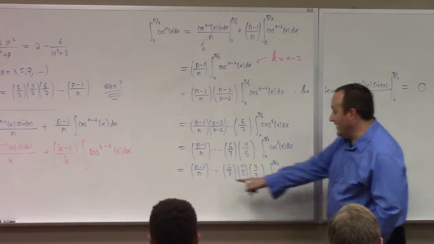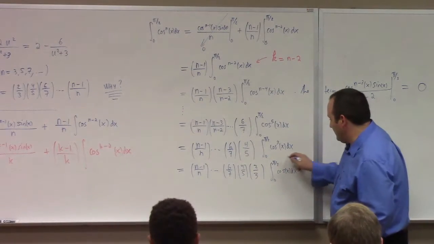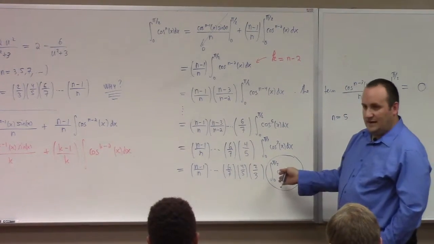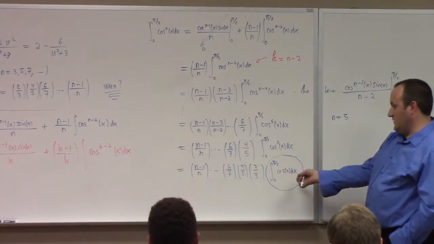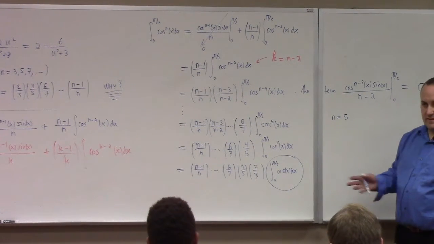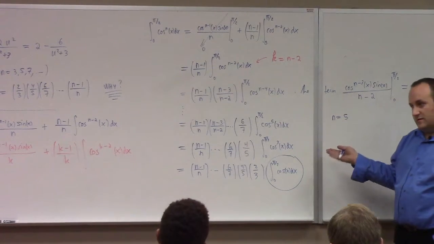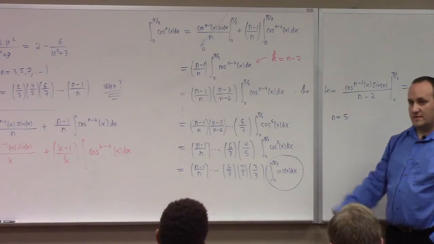We already got the n minus 1 over n over here. So what should this be? If that needs to be 1, if that's 1, we're done. Is this 1? Integral of cosine is sine, so evaluate sine from 0 to pi over 2. Sine of 0 is 0, sine of pi over 2 is 1. That works out to 1. That's it.